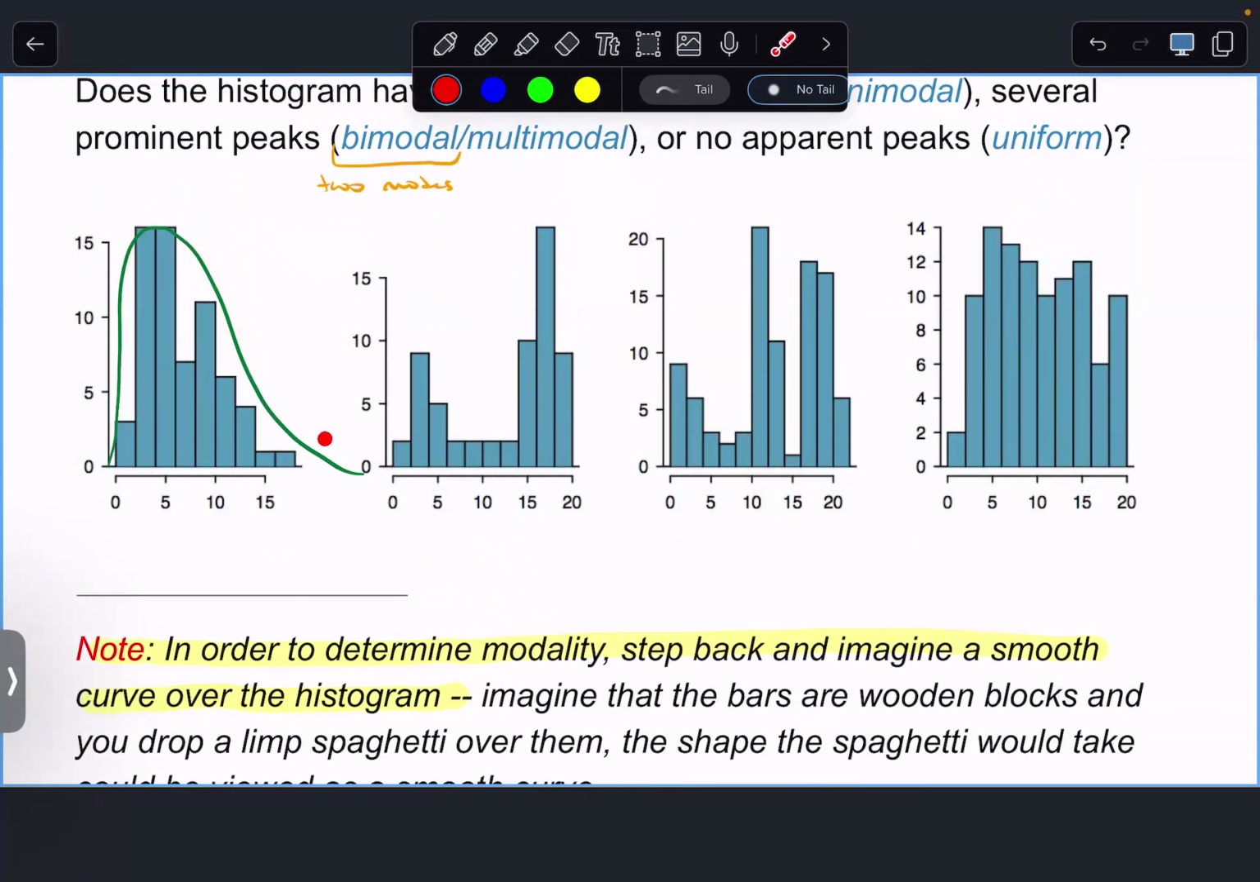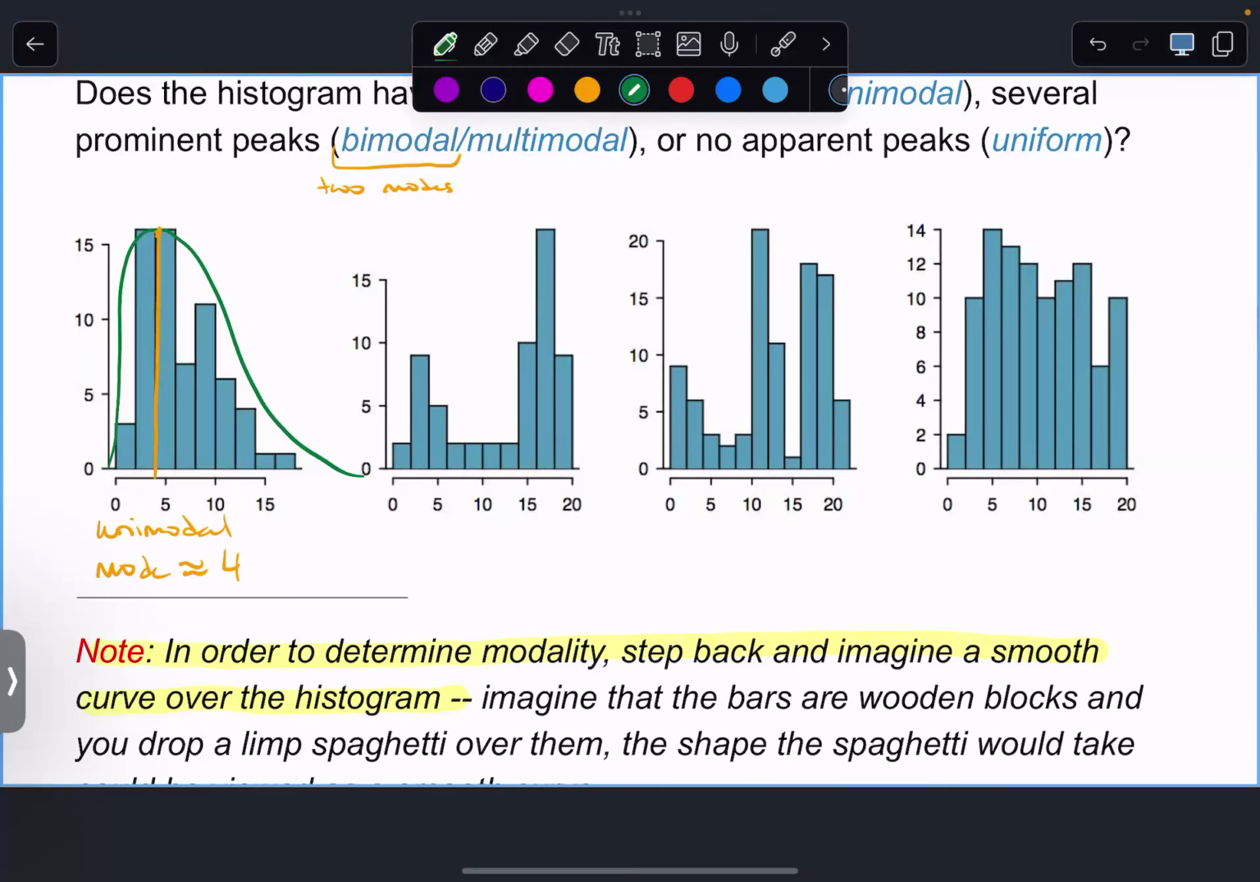So here, I would call this unimodal. One mode, one prominent peak at roughly 4, 3.5-ish. I guess I should write that. Unimodal, where the mode is roughly at 4, let's say, somewhere around here. It's a lot of ish.